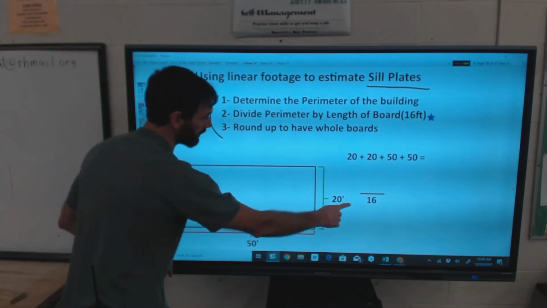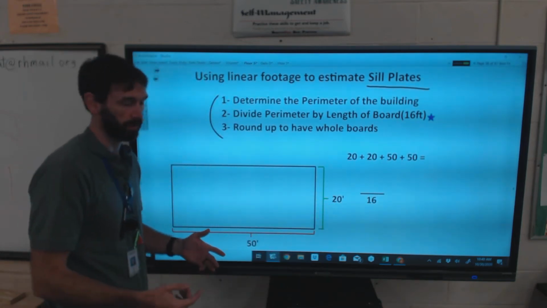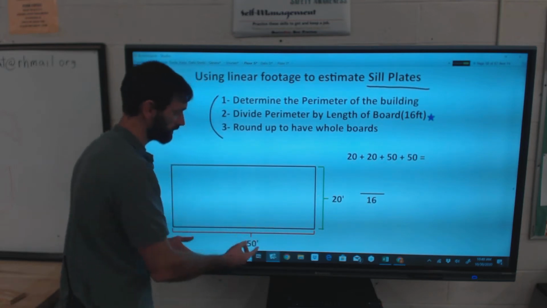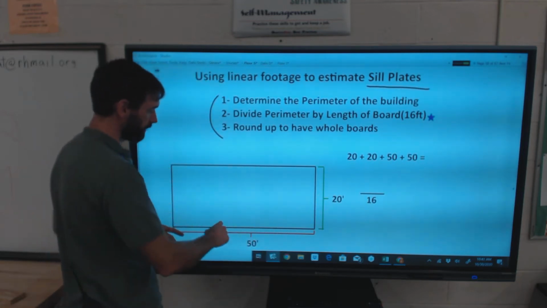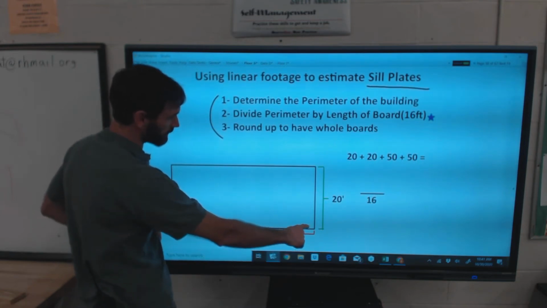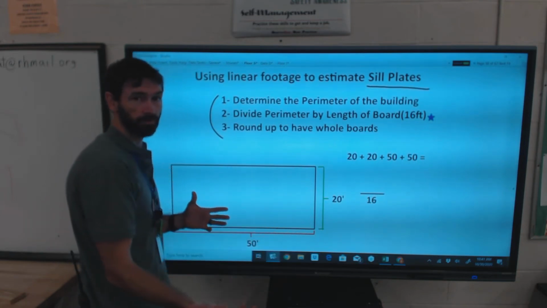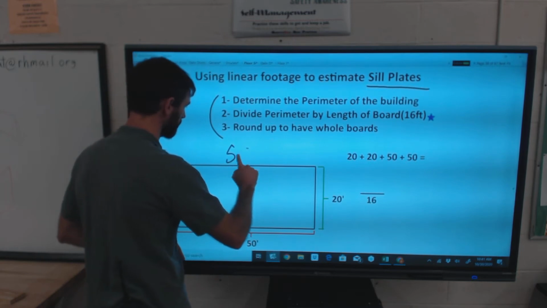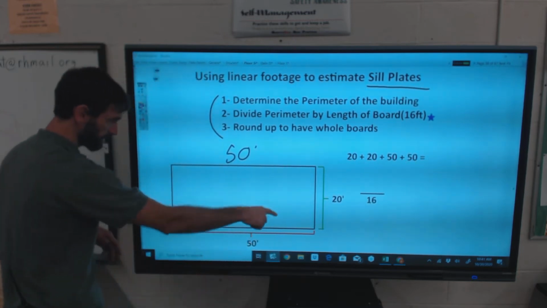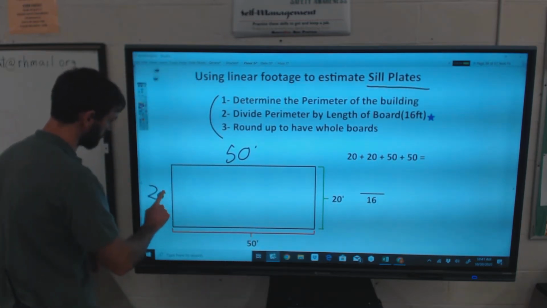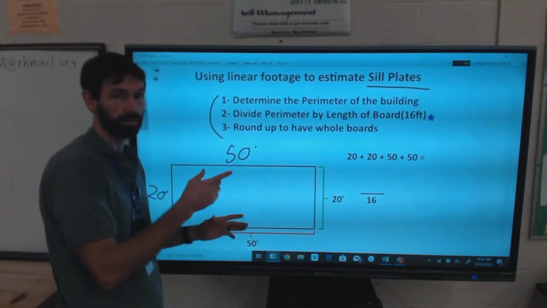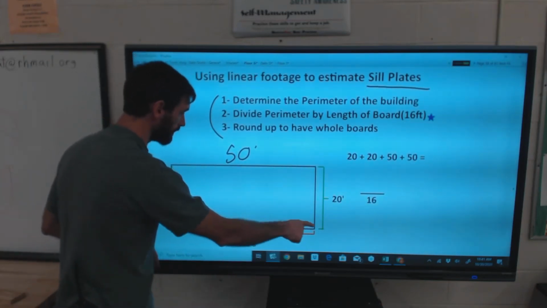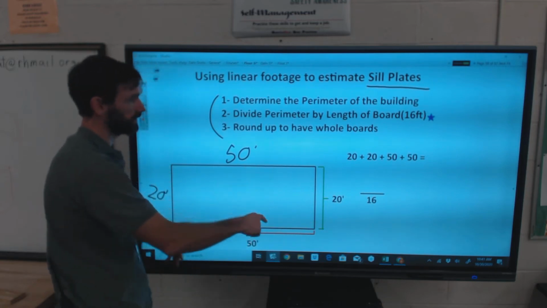So we have a 20-foot wide by 50-foot long building. So 20 plus 50 right there. But what about these two other sides? Well, if this one is listed at 50 and you have all right angles, that's going to be 50 feet. And this one over here is going to be 20 feet, unless it's noted otherwise in the plan, then you follow what's on the plan. So 20, 50, 20, 50.